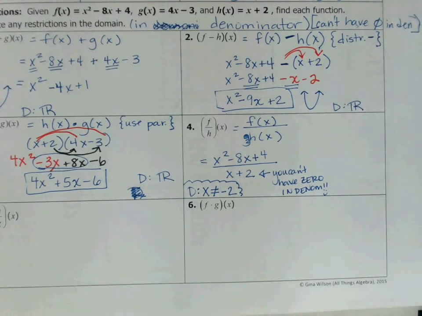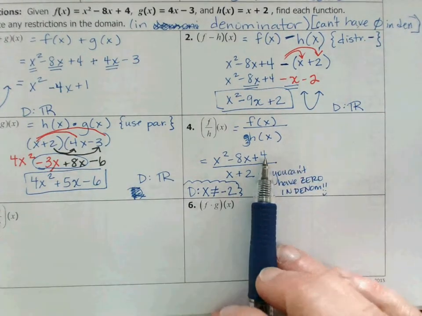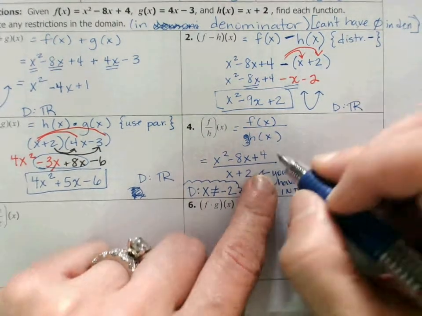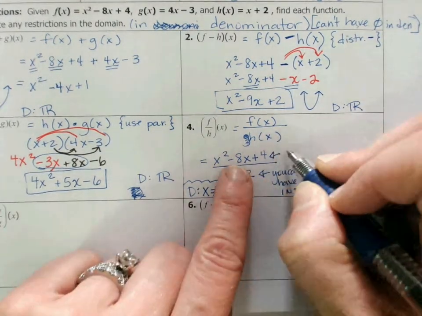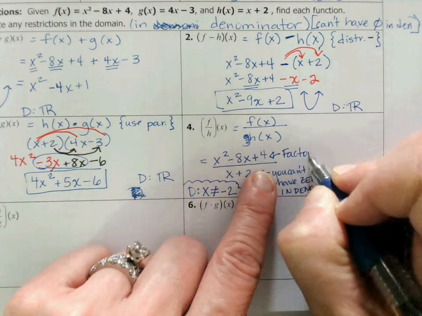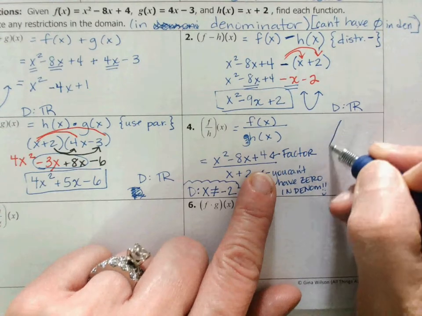All right, are we good so far? Okay, now we can try to factor this and see if it works. If it's not factorable, then we just have to leave it. So we're going to come over here and attempt, because it's a trinomial, I'm going to attempt to factor.